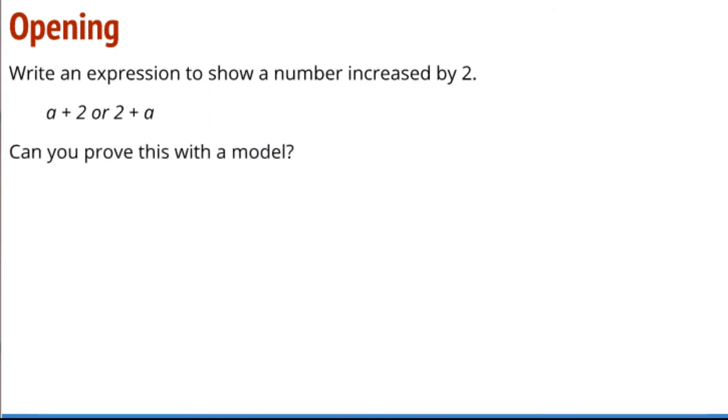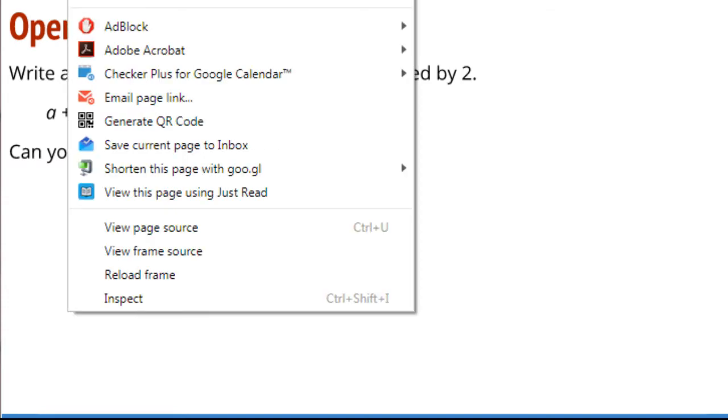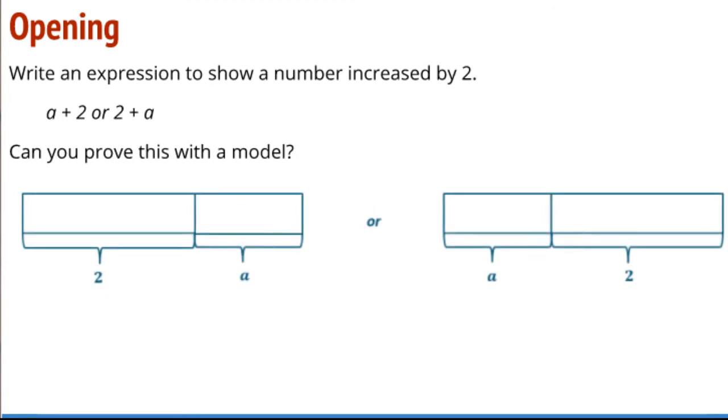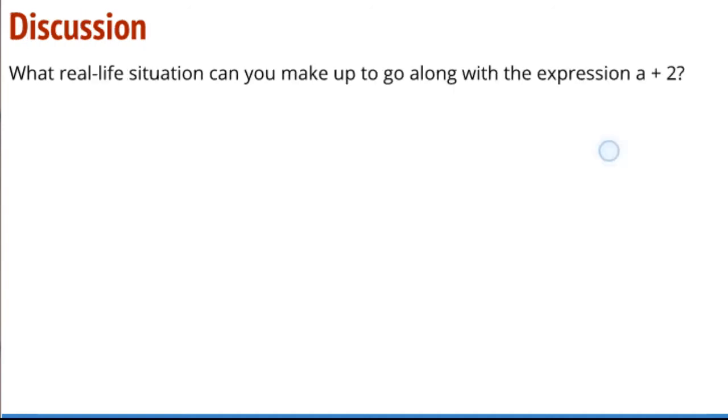And how could you show this with a model? Take a moment, think about that. How could you draw a model? Hopefully you, in your mind, had a tape diagram going on or a number line, and you've got a box or a spot on the number line that is A with a 2. Tape diagram really works better than a number line because it's really hard to show a value on a number line.